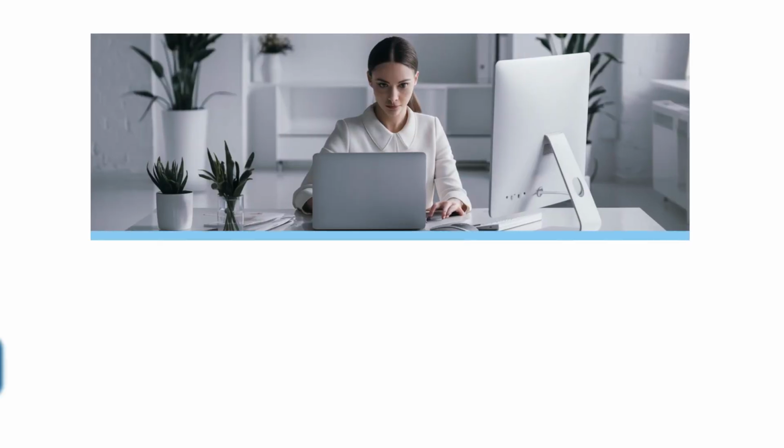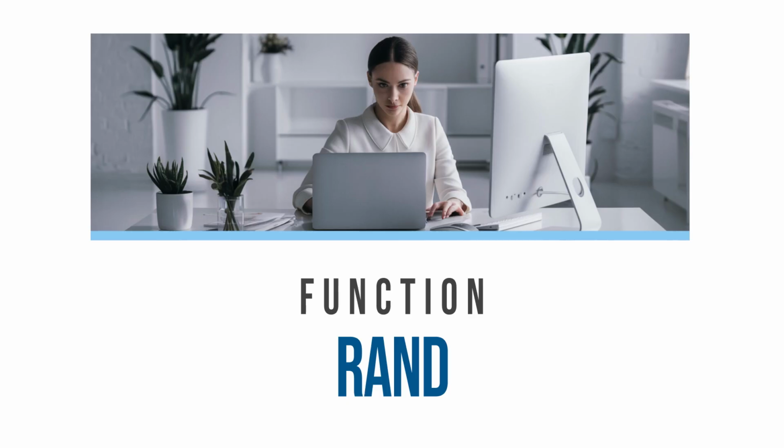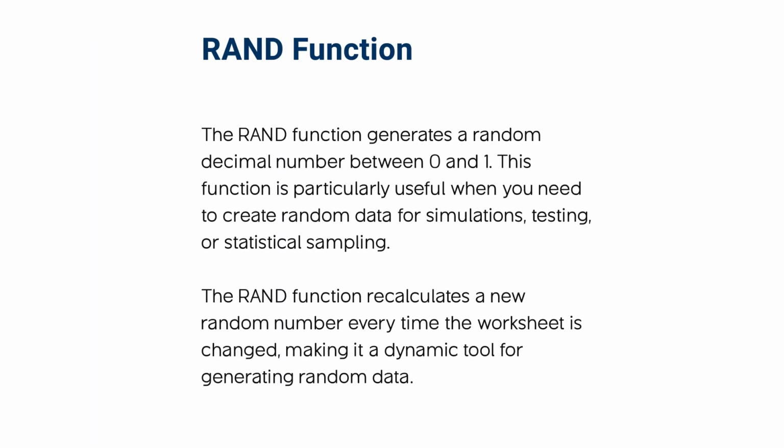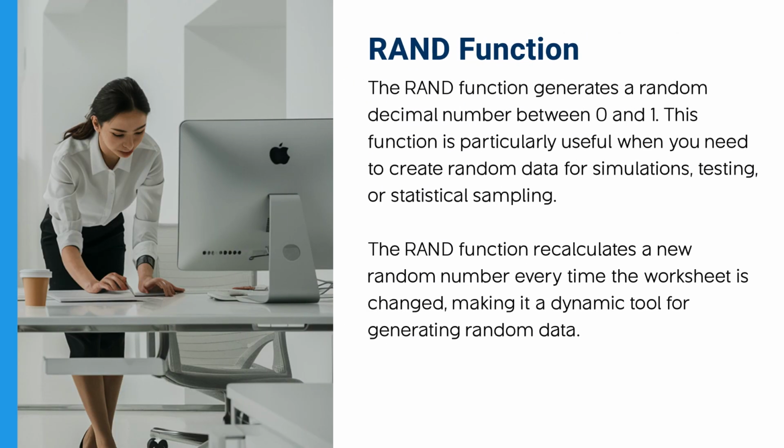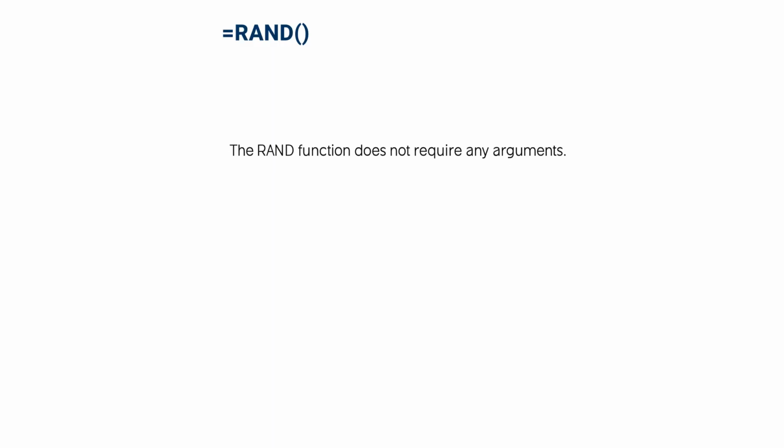In today's tutorial, we're going to explore the RAND function in Excel. The RAND function generates a random decimal number between 0 and 1. This function is particularly useful when you need to create random data for simulations, testing, or statistical sampling. The RAND function recalculates a new random number every time the worksheet is changed, making it a dynamic tool for generating random data. Let's dive in.